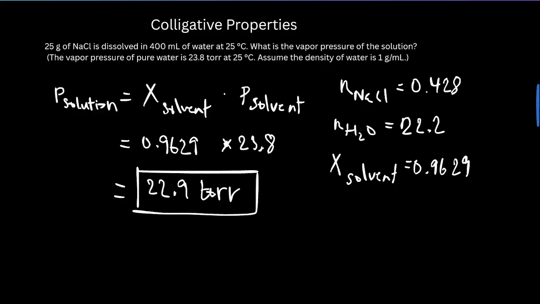So the vapor pressure of this NaCl solution at 25 degrees Celsius is about 22.9 torr, slightly lower than that of pure water. So we can see that this colligative property holds true. The vapor pressure does decrease. This happens because the solute particles are sort of trapping our solvent molecules in the liquid phase, preventing them from escaping into the vapor phase, which is the core idea behind vapor pressure lowering.